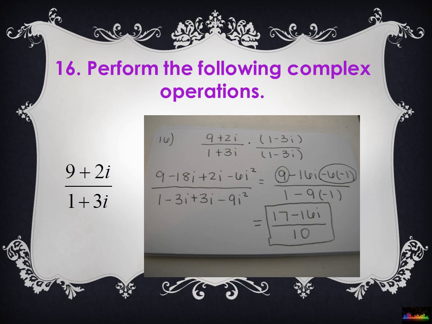Then on the bottom, when you double distribute and multiply out, your i terms cancel out, or they go to 0, and you're left with 1 minus 9i squared. We change i squared to be negative 1, so we get 1 minus 9 times negative 1. A negative 9 times a negative 1 becomes a positive 9, so we add that to 1 to get 10 for our denominator.